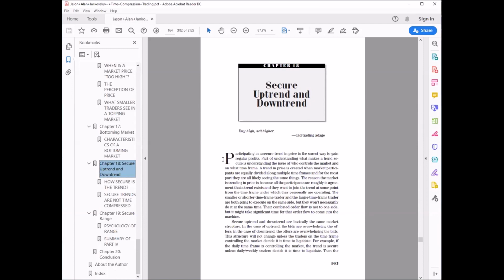This first sentence he says is something that as traders, we always have to keep in the back of our mind. Participating in a secure trend in price is the surest way to gain regular profits. Surest way. Part of understanding what makes a trend secure is understanding the issue of who controls the market on what time frame. A trend in price is created when market participants are equally divided along multiple time frames. And for the most part, they are all likely seeing the same things. So a really strong trend develops when you can find indicators across the 30-minute, the 1 hour, the 4 hour, the 1 day, the 3 day, and they have all moved into confluence.